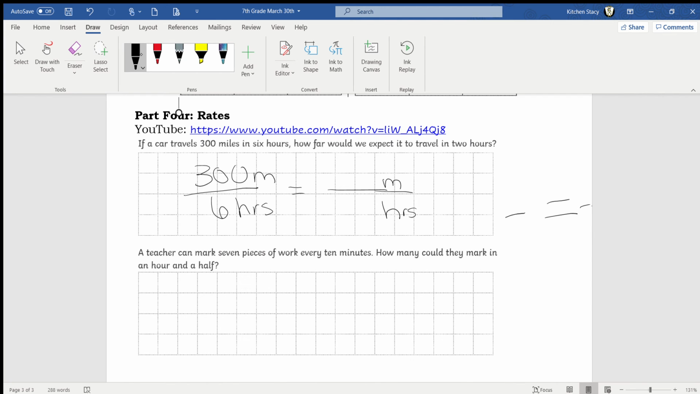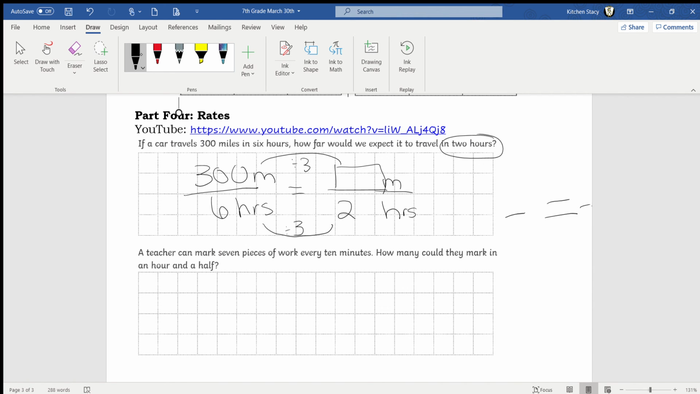But now it's asking me, how would I go in 2 hours? So then because our numbers are getting smaller, 6 to 2 is smaller, that means I divide. And remember our rule, whatever you divide to the top, you divide to the bottom. Or whatever you multiply to the top, you multiply to the bottom. So 6 divided by 3 is 2. 300 divided by 3, you would just write that there.